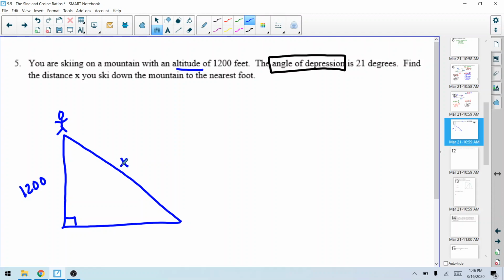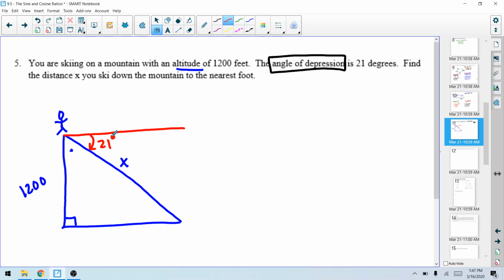Now, the angle of depression is 21 degrees, and the mistake that I see is most of you put 21 degrees right there. That's not right. The reason is because if you remember the definition for angle of depression, it has to be between the horizontal looking down. So the question is, where's the dude? Where's the horizontal? Where's the line of sight? Well, if the dude is at the top part of the picture, the horizontal is right there, looking down, right there, which means the 21 degrees has to go there.